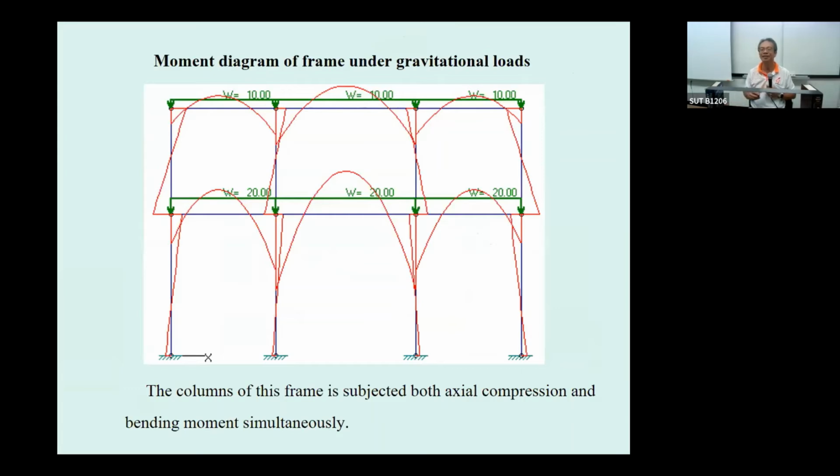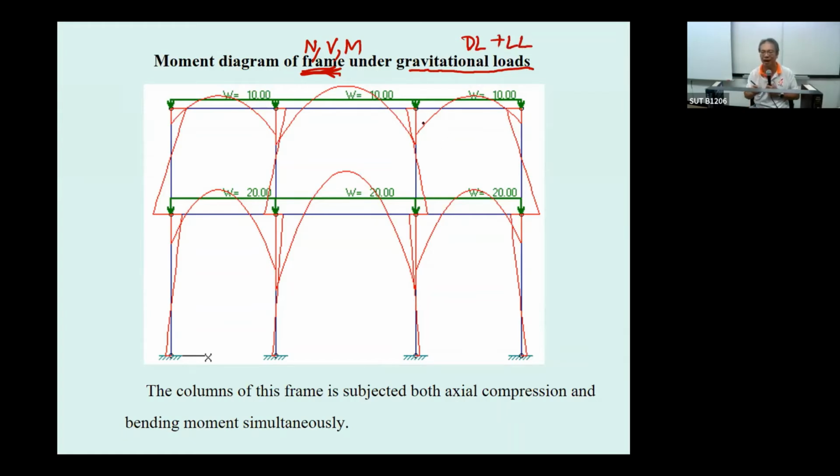Okay, this is an example of the frame. If you analyze the frame, the frame will have axial force, moment, and shear force inside it. This is the moment diagram of the frame that's subjected to gravitational load, which is the dead load and live load, depending on load combination.